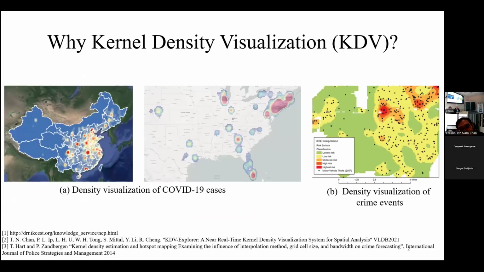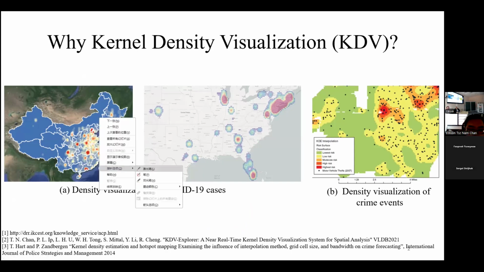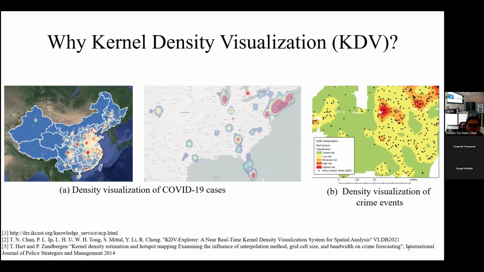So why do we need to consider kernel density visualization, KDV? You can see that these kernel density visualizations can generate this kind of heat map. If we use the red or the orange here to denote the hotspot of the COVID-19 cases, that's a very high density region, so we will use the red color to color it. If the density is very low, then we will use maybe this kind of yellow color to indicate that this is not very serious.